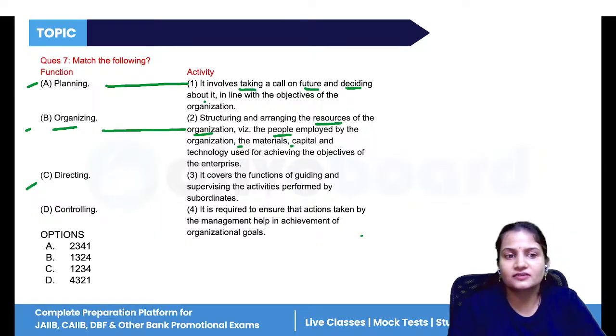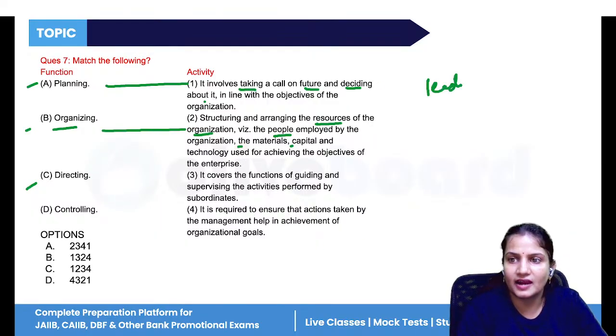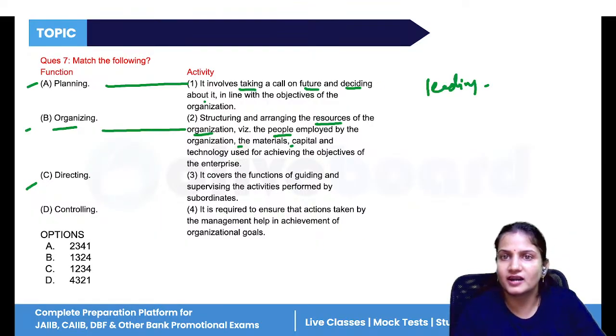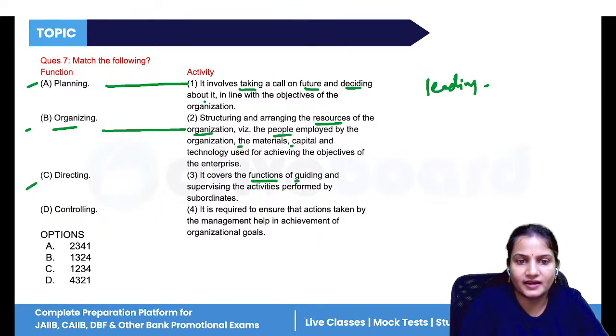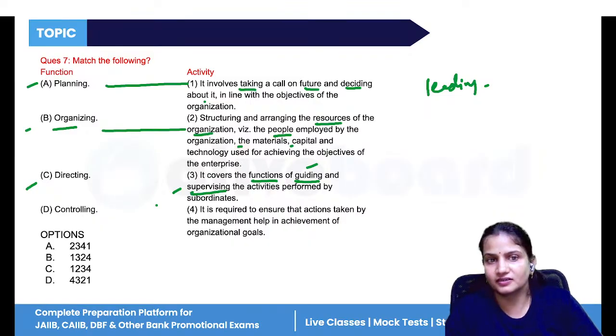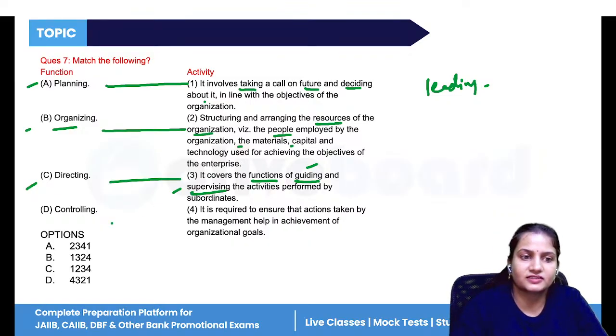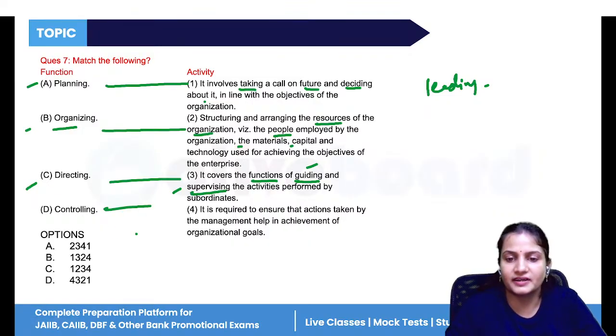Now, directing is what? Directing means leading, guiding, instructing your employees so that they can achieve the targets of the company. So it covers the functions of guiding and supervising. See, guiding and supervising, the big two keywords are there. And last, what is left, that is controlling. But let's read one more time.